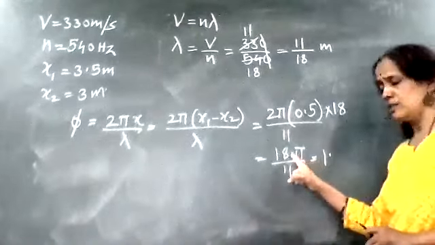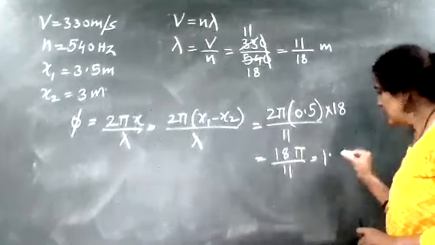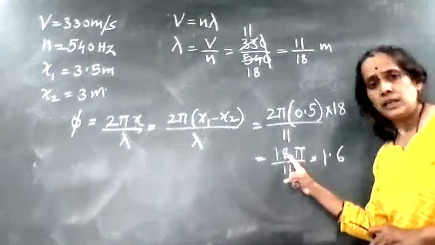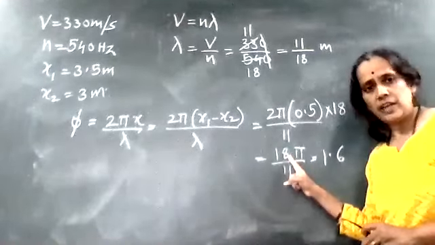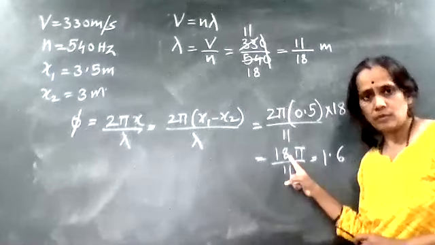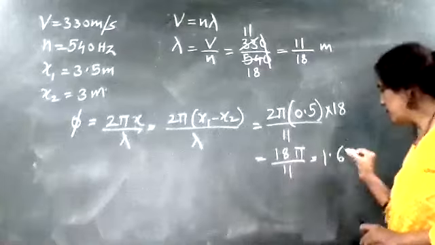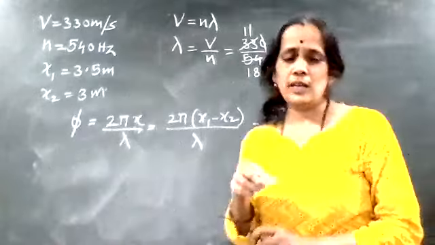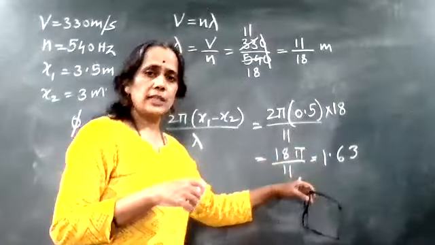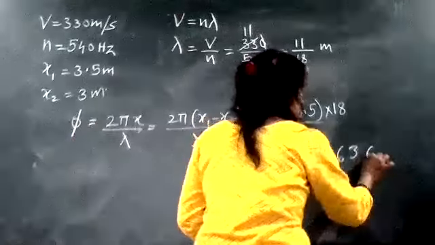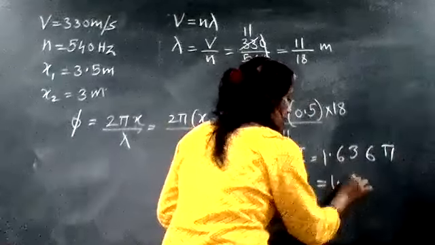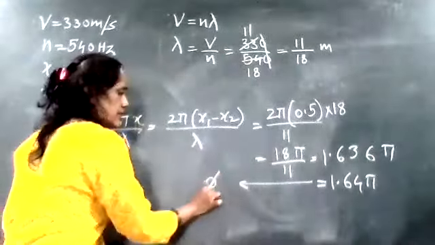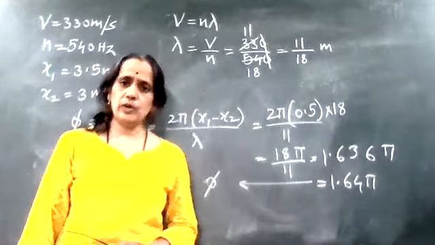11 1s are 11, 7 remains, 70, and 11 6s are 66. From 70, 66 goes, leaving 4. Then 40: 11 3s are 33, so 7 remains, and again a 6 comes here. So my approximate answer comes to 1.645 pi. Got it?